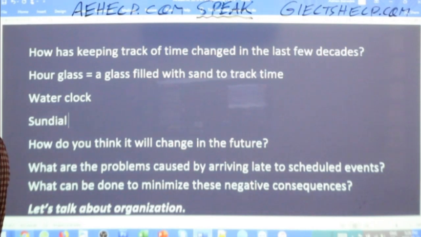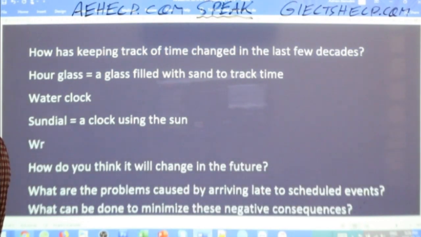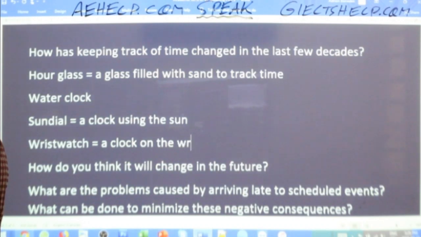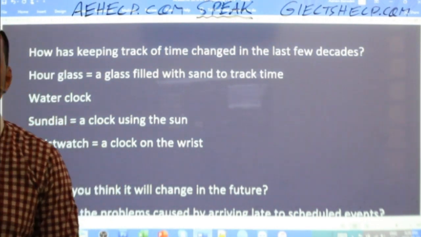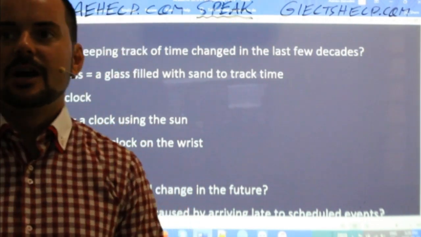One word? Yeah, sundial is a clock using the sun. Okay. Wristwatch. A clock on the wrist. All right. So keep those in mind. All right. That's just a little bit of vocabulary there for you.